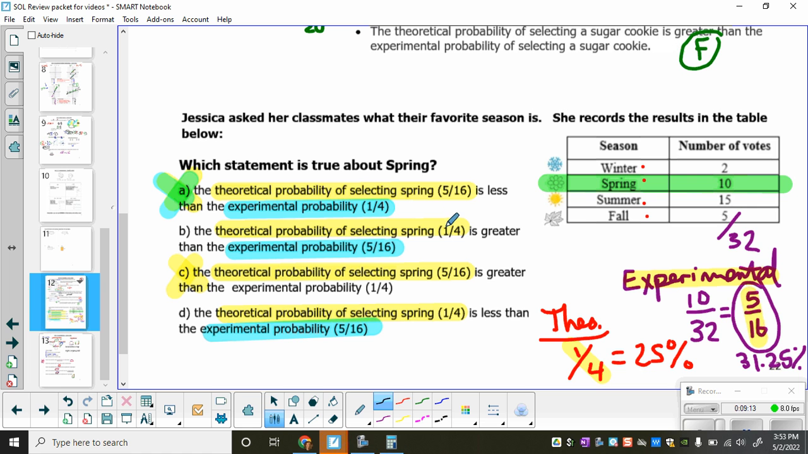Is 25% greater than 31%? No. Is the theoretical 1/4, 25%, less than the experimental 5/16? Yes. So this one here was answer choice D. And again, when you're trying to compare which one's greater than or less than, I highly recommend making them both percents. It makes a question like this one go a lot more smoothly.